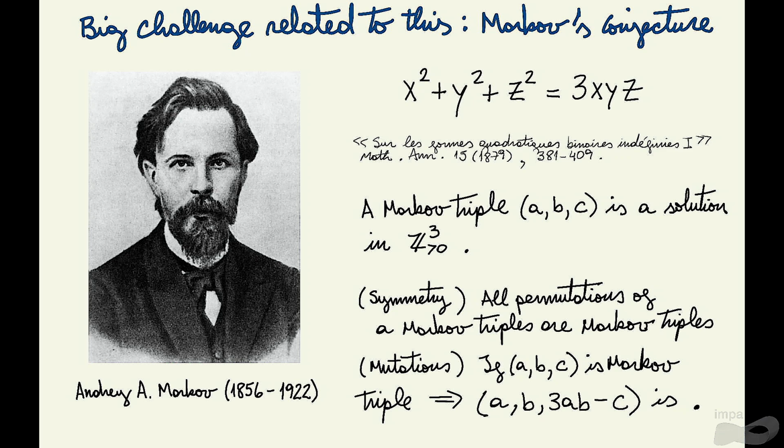And then a Markov triple is just an integer solution of this Markov equation. So on the positive numbers, that is a Markov triple. And then we have, again, symmetry and mutation. And actually, there is a relation with Wahl. This is symmetric, so all permutations of a Markov triple is a Markov triple. And then you have this mutation. If (a, b, c) is a Markov triple, then (a, b, 3ab minus c) is also a Markov triple.